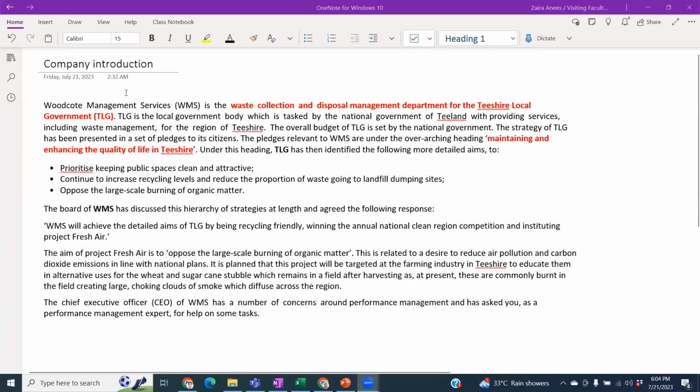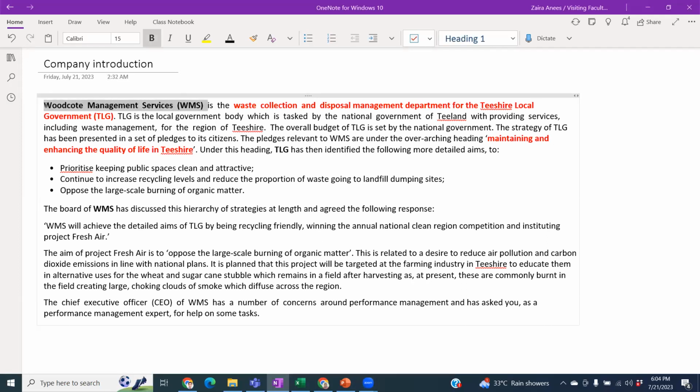Okay, fine. So WMS is a waste collection and disposal management for T-shire local governments. So we are actually talking about WMS, which is connected with the T-shire local government, the local government body which is tasked by the national government of T-land. So WMS is connected with TLG, right? The overall budget of TLG is set by the national government, so TLG is also bounded by the national government.